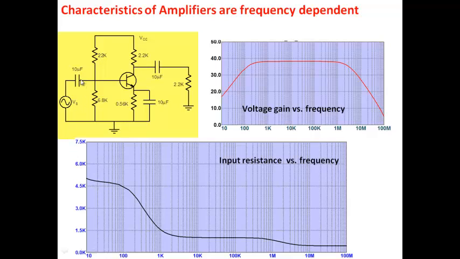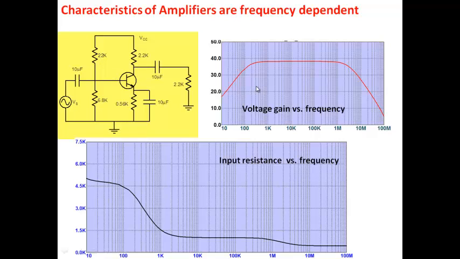Input resistance looking from this side. I should call it input impedance, which is also a function of frequency here. Obviously, because as I look from here, I'm seeing CE and CC and all the transistor capacitances. So you see that effect coming into the picture. In general, all the amplifier characteristics are frequency dependent.